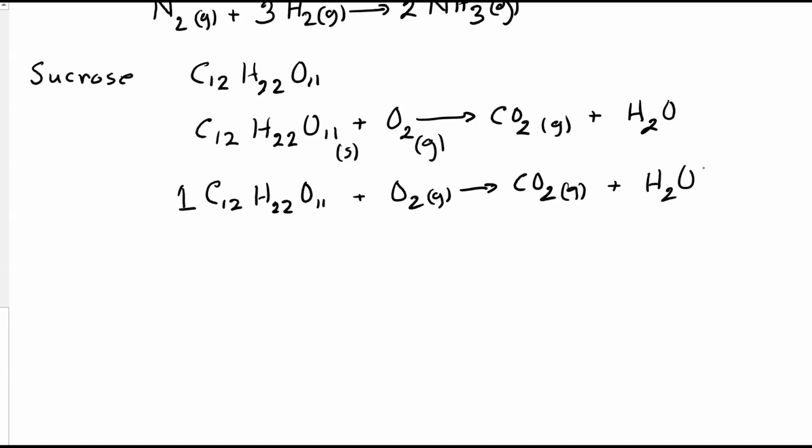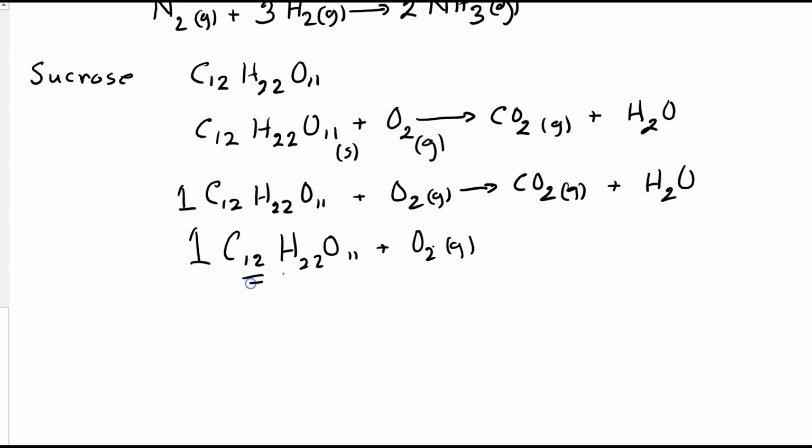Now, you notice that one of these contains only one kind of atom, and that's the oxygen gas. The others have more than just one kind of atom in there, so we're going to do that one last. Could do it otherwise, but it makes it even simpler to do it that way. So if we have a 1 in front of this and just fill in the others, so we have a 1 C12H22O11 plus oxygen gas.